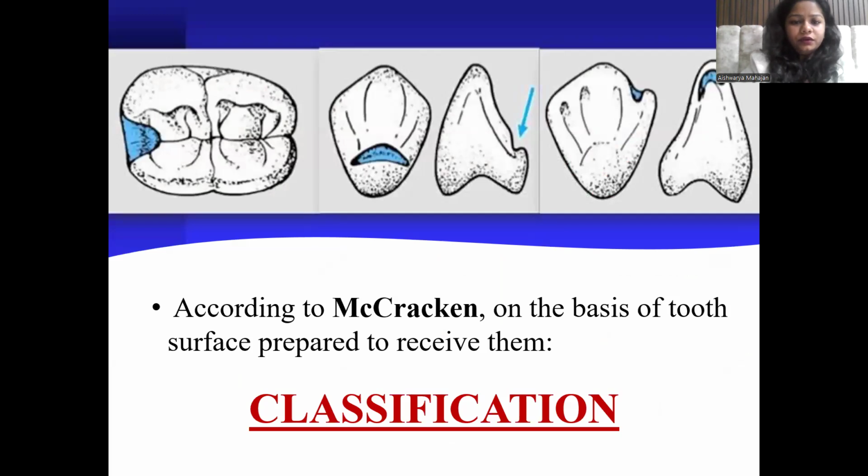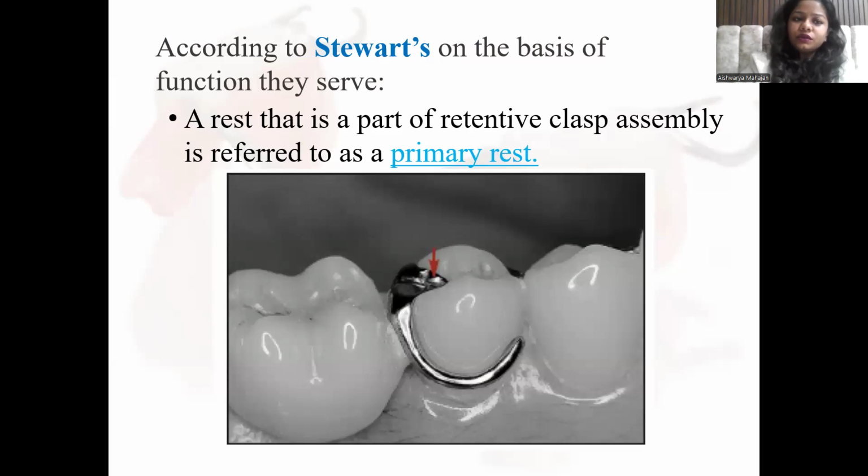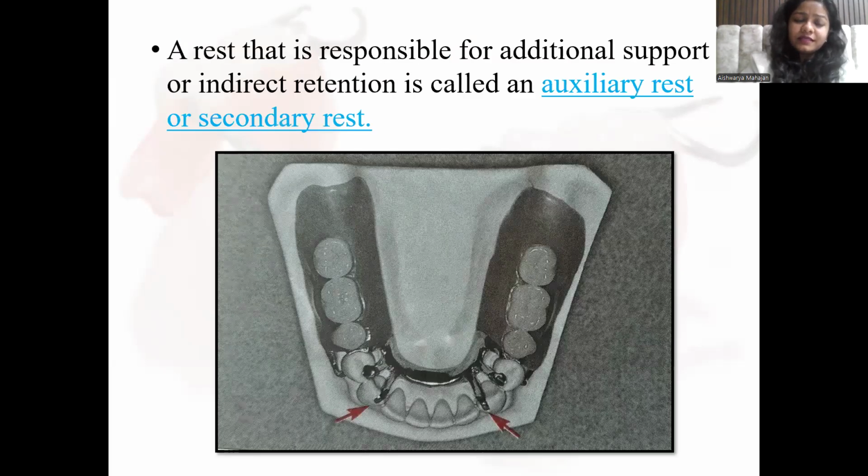According to McCracken, on the basis of the surface prepared to receive them, rests can be classified as occlusal rest, cingulum rest, or incisal rest. According to Stewart's, on the basis of function, they can be either primary or secondary rest. The rest that is part of a retentive clasp assembly is referred to as primary rest. Here we can see this is the primary rest. It's part of a retentive clasp. Whereas the rest that is responsible for additional support or indirect retention is known as the auxiliary rest.